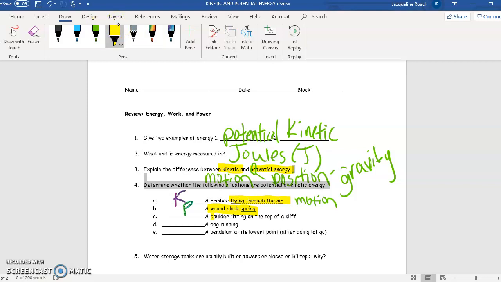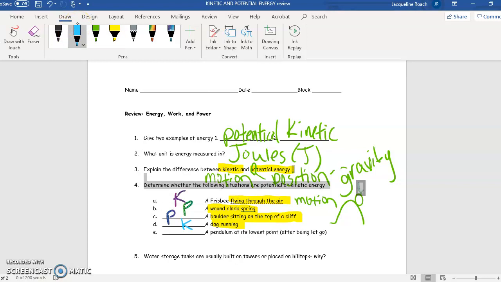A boulder sitting on top of a cliff, right? We can draw a little picture of that. You have a cliff, boulder on top. The boulder is at the top. It's not moving. So it has potential energy. A dog running, right? The dog is moving, so it's going to be kinetic energy.